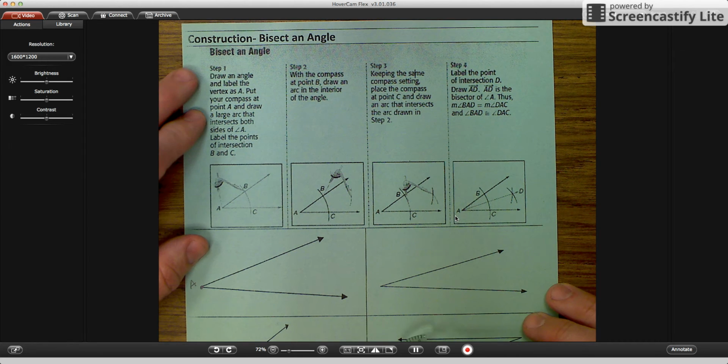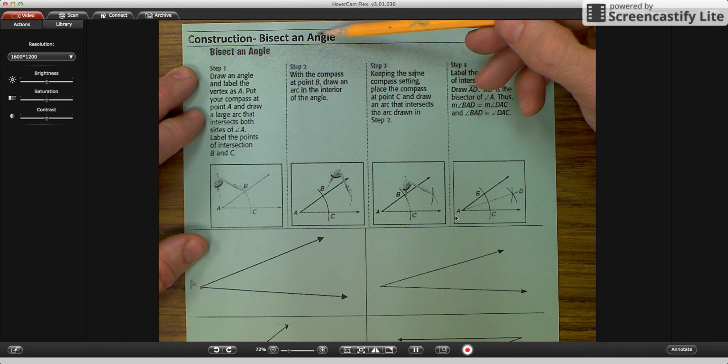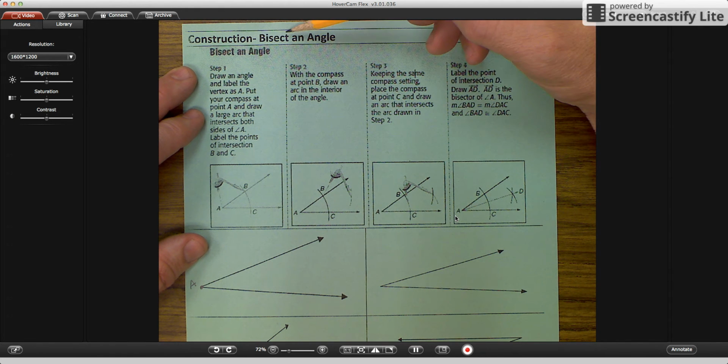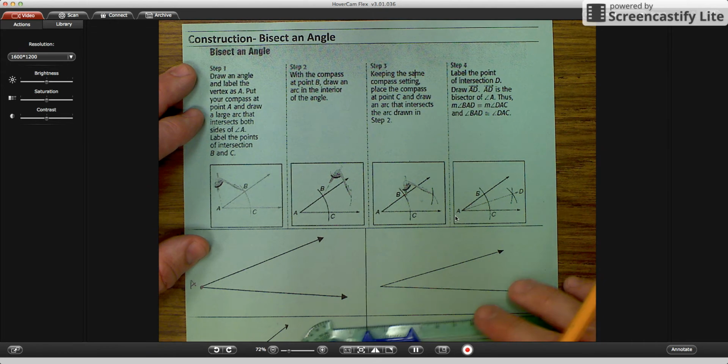Okay, today our next construction is to bisect an angle. If you remember, the term bisect means to cut in half. So we're going to cut an angle in half, and we're going to do it with a compass.